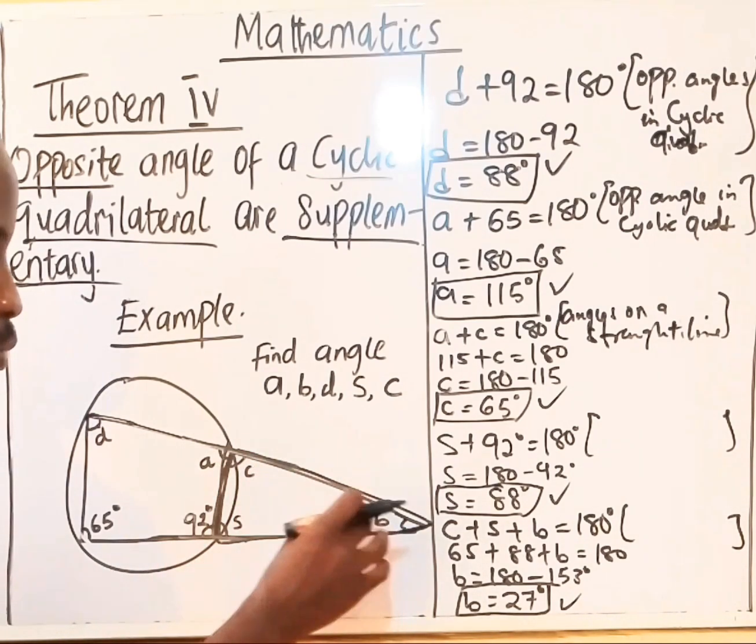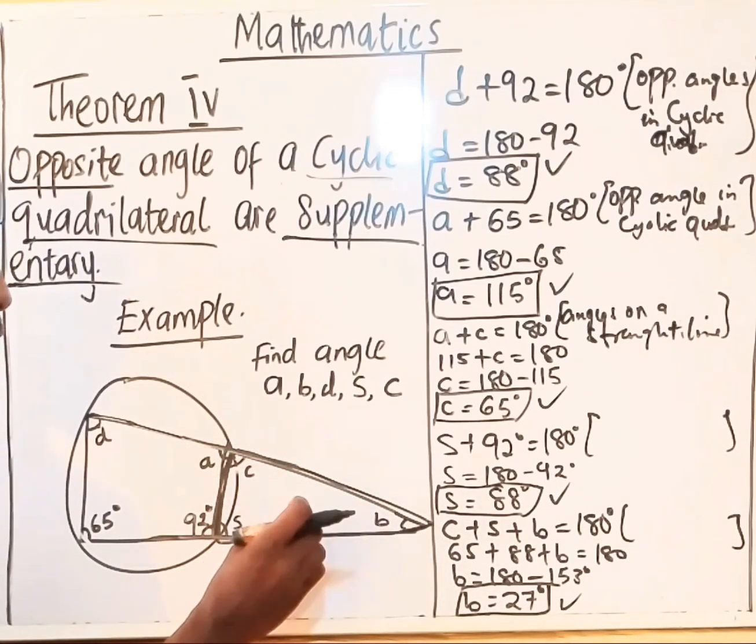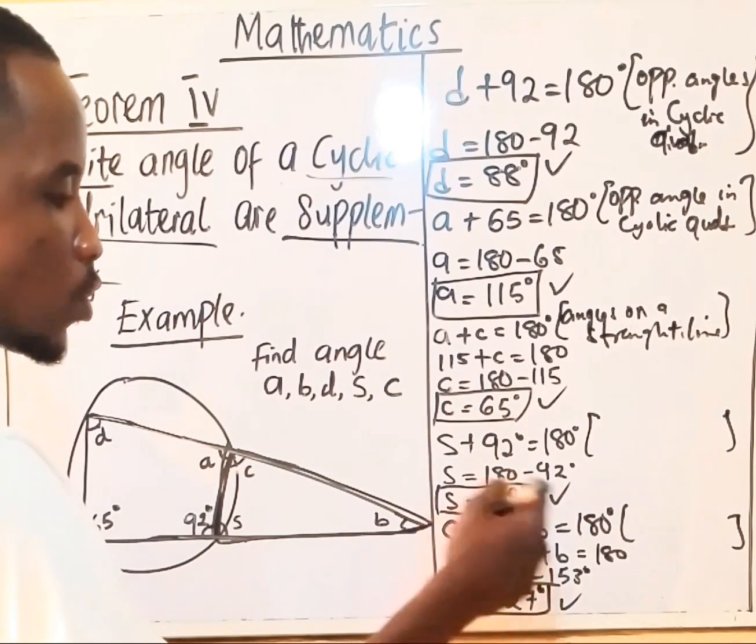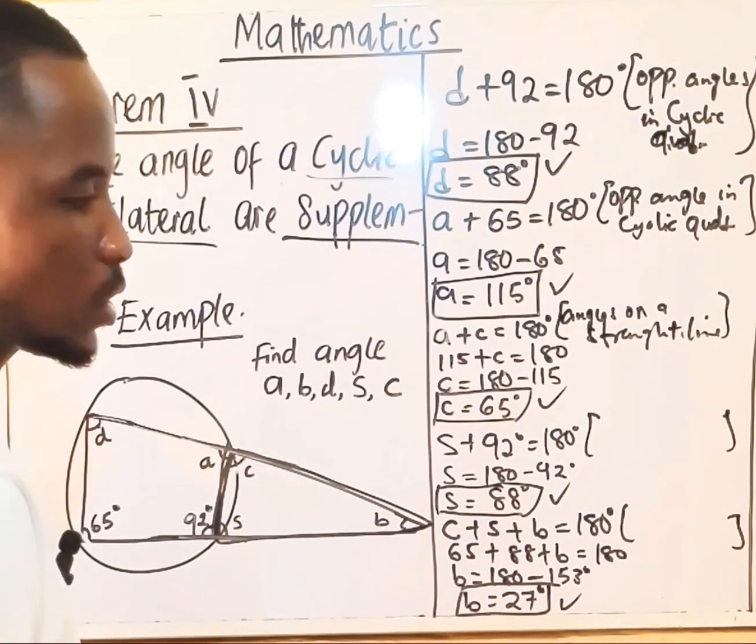So to get my value of b, whatever is here, here, and here, they are all in a triangle. So sum of angles in a triangle is 180 degrees. So after adding it up and subtracting it from 180, I got my 27 degrees.